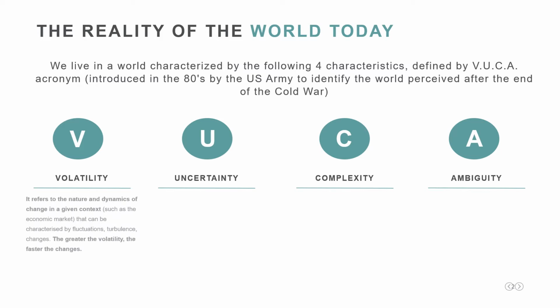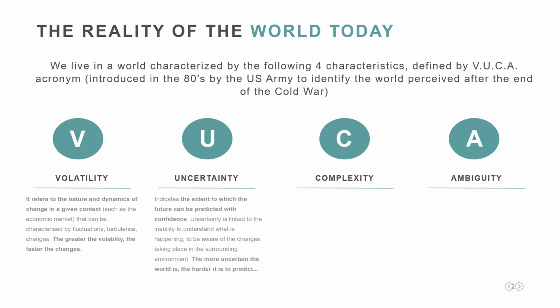We live in a world that is volatile. Volatility refers to the nature and dynamics of change in a given context. The greater the volatility, the faster the changes. We live in a world that is uncertain. Uncertainty indicates the extent to which the future can be predicted with confidence. The more uncertain the world is, the harder it is to predict.